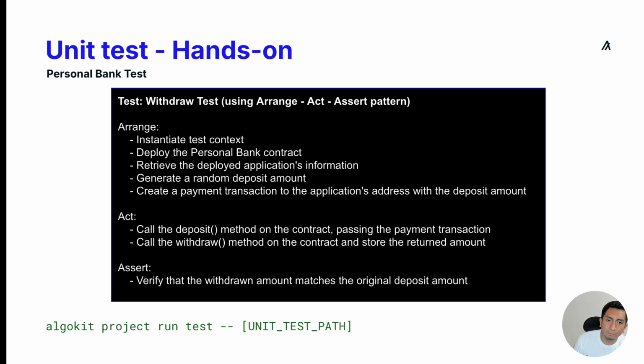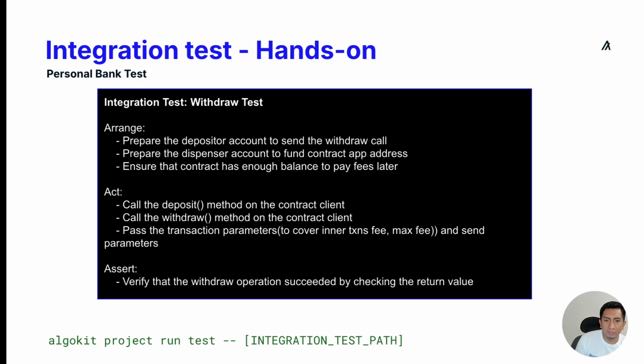Remember, in unit testing, we don't need to deal with inner fees or different kinds of fees because everything is completely emulated, so you don't have to worry about it. But in this case, we're using a real network, so we have to deal with the fees, with the time of response, and all of the things that we need to deal with when we're working with a real network. And for the assert, we need to verify that the withdrawal operation succeeded and the value returned is the same as the amount requested to be withdrawn.